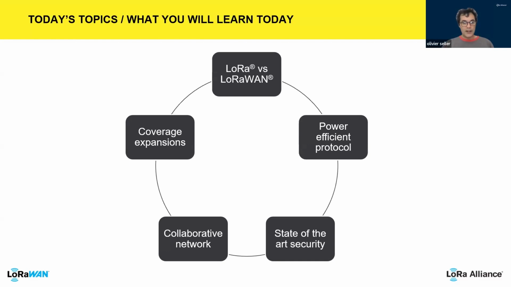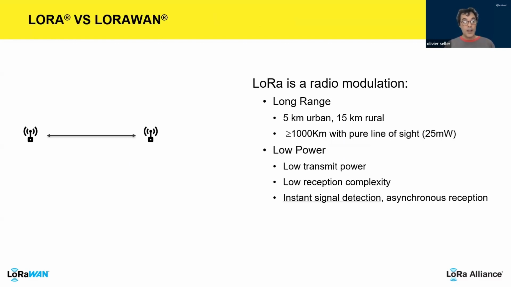So let's start with LoRa versus LoRaWAN. LoRa is a radio modulation for point-to-point communication between two devices. It has two and a half very important properties: long range, low power, and the 2.5 is the instant signal detection. That comes with low power, but it's really very important. So it's actually a property on its own.